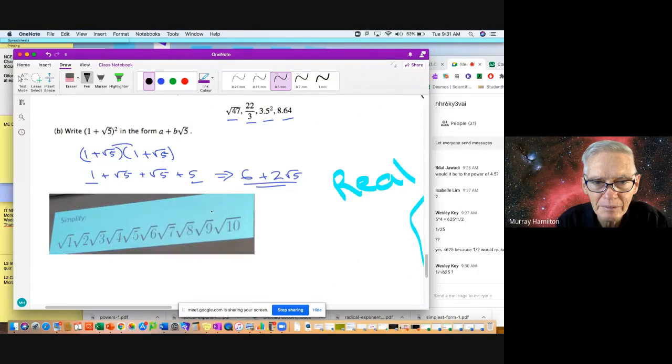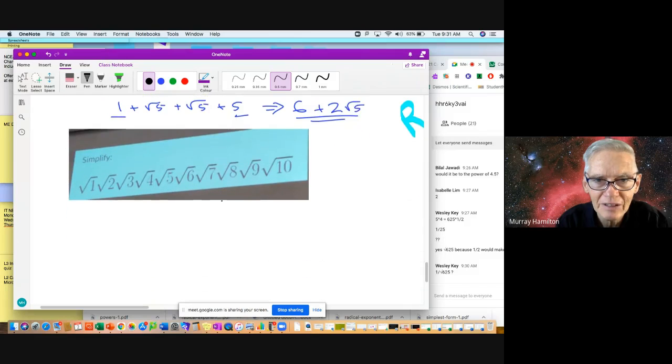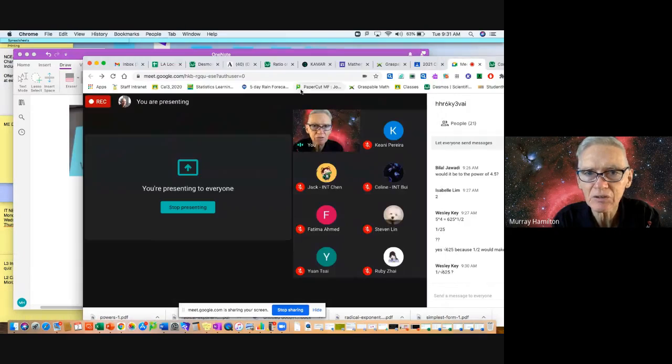But here's a good problem for you. I sort of like this one. Can you simplify this down? So that's your challenge.